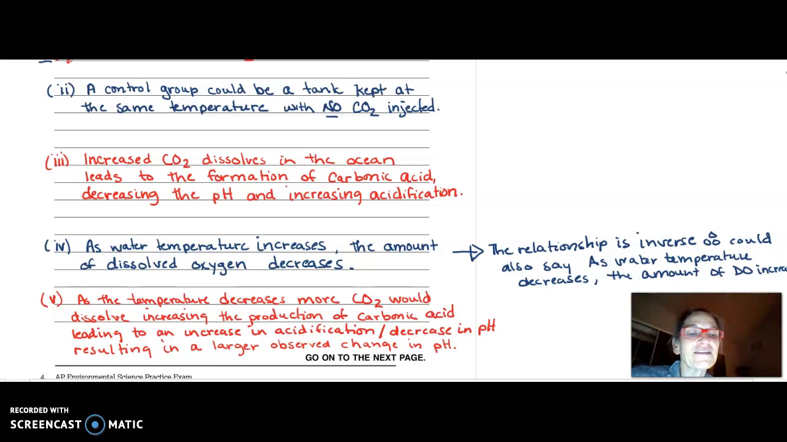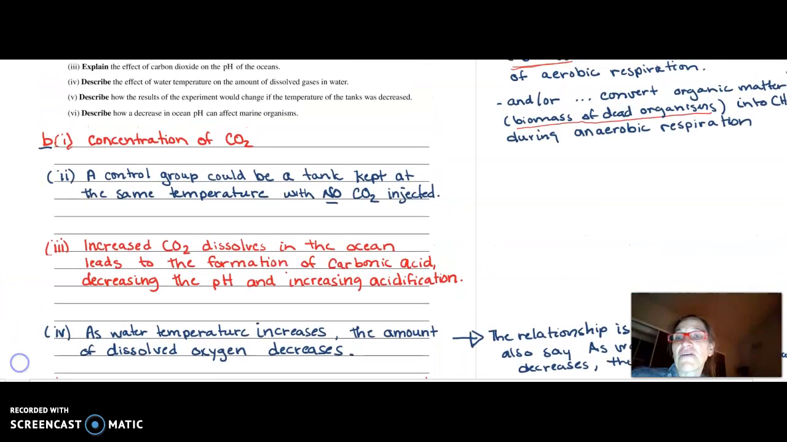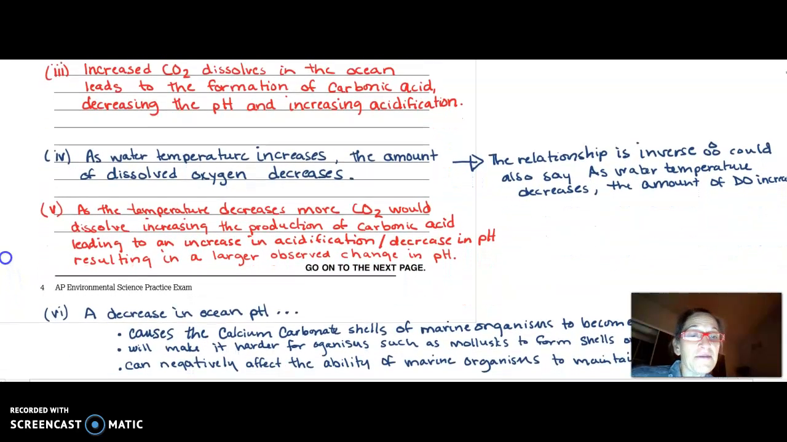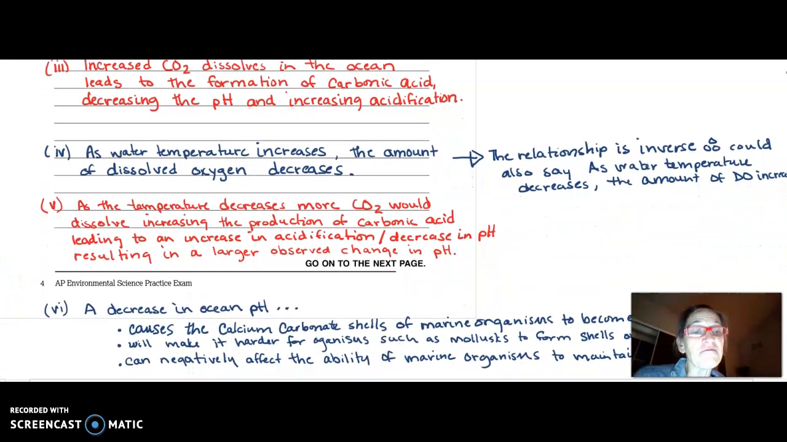Now this question kind of set them up to see if you understand what's going to happen, so you can answer number 5. Number 5 says describe how the results of the experiment would change if the temperature in the tank was decreased. We kept the temperature at a constant rate, and that was important because we don't want to change two variables. Here they're asking you, do you understand why? An appropriate answer would go from understanding that inverse relationship between temperature and dissolved gases.